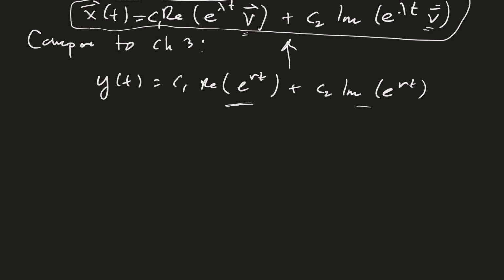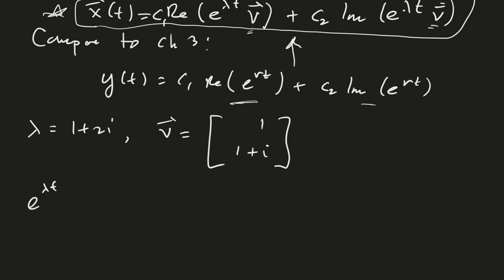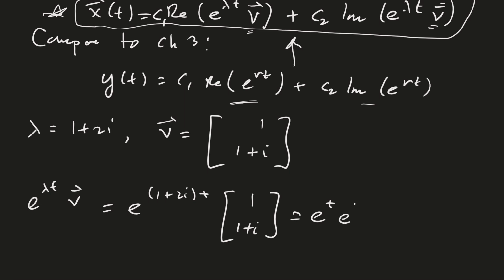Let's start off with an example. Suppose I've solved for the eigenvalue and the eigenvector, and I found that lambda equals 1 plus 2i, and the eigenvector v is (1, 1 plus i). How do I formulate my solution? I take e to the lambda t times v and multiply it out. That's e to the (1 plus 2i)t times (1, 1 plus i), which is e to the t times e to the i 2t times (1, 1 plus i).